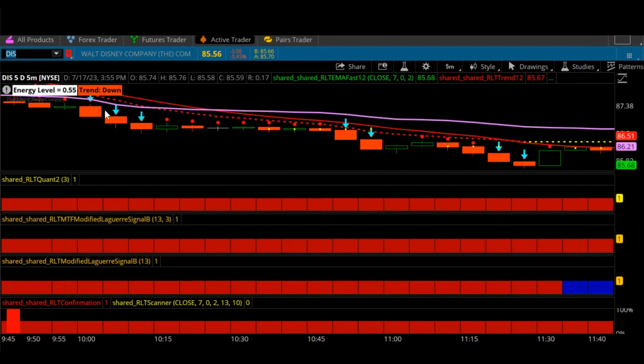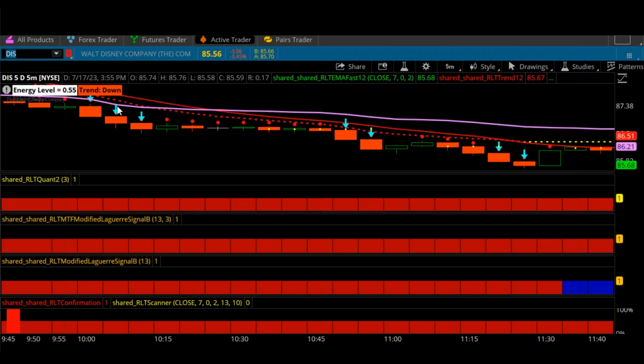Disney, another short. This is a 5-minute chart on Disney. Again, are the institutions selling? They sure are. Look at this right here at 10 o'clock. This pink line, by the way, is called the VWAP, the volume weighted average price. It's very important. The institutions follow this thing all the time.